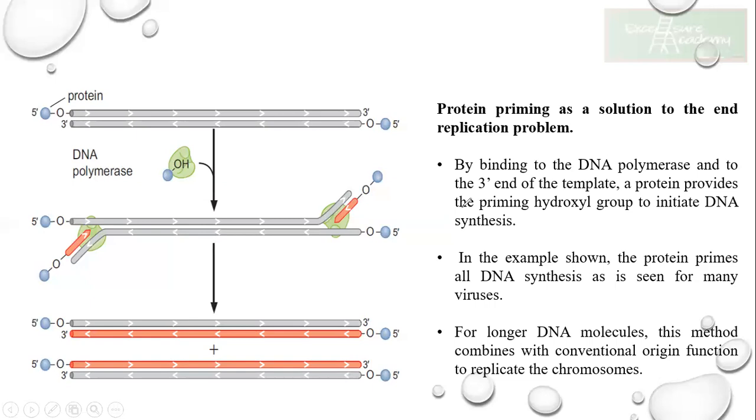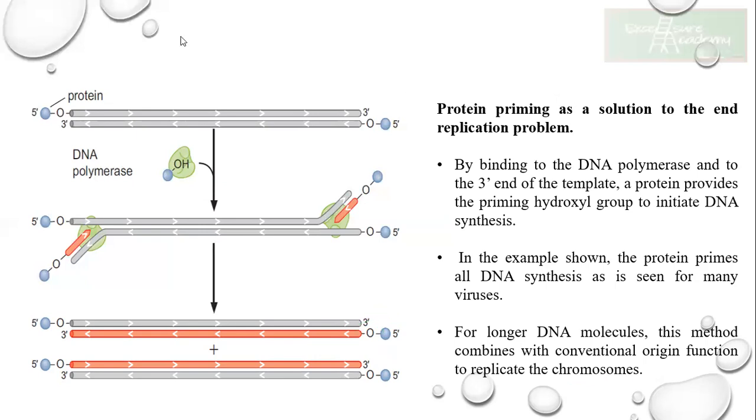Just one second. So you can see that at the 5' end it is there. Now this protein will have an exposed OH group, and then they will start synthesizing. So for longer DNA molecules, this method combines with the conventional origin function to replicate the chromosome. If you need to replicate something longer and the gap is not being filled, then you can have this. So this is one method.